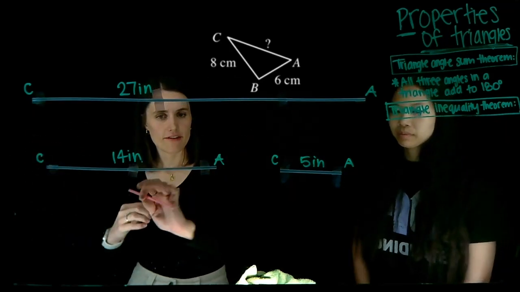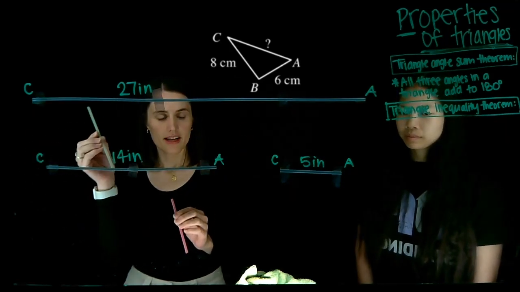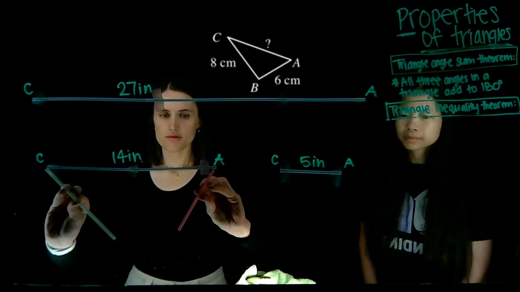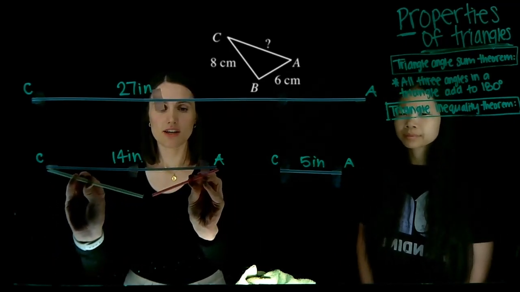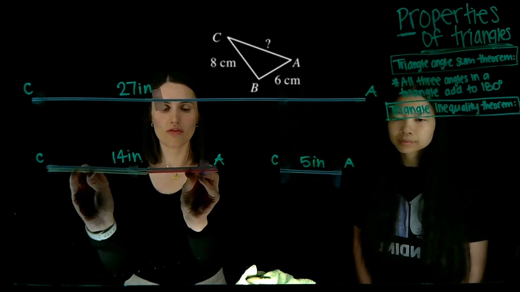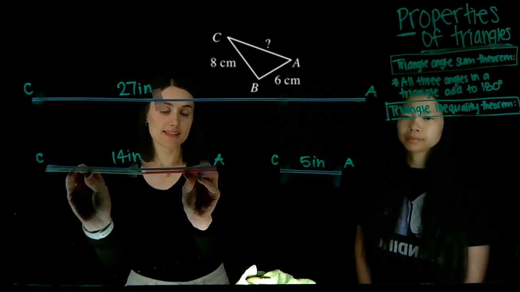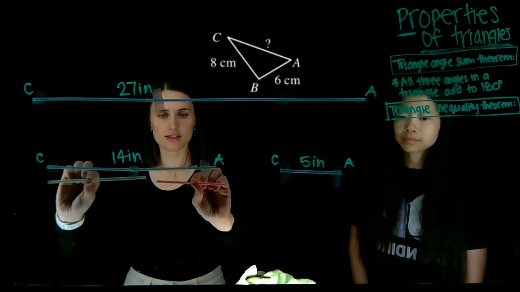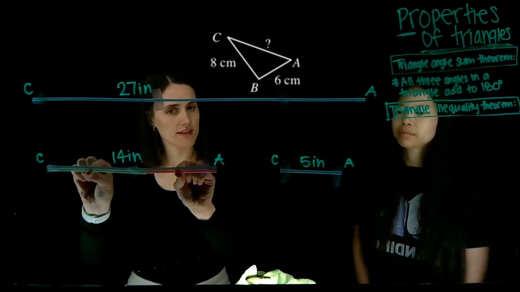All right, let's try 14 inches now. If we have our 8 inch and our 6 inch side, and we want to see if we can create a triangle, as we bring these sides together, it looks like they're almost going to connect, but then they just lay flat on this line. But that makes sense because this third side is 14 inches, and then we have 8 inches and 6 inches. 8 plus 6 is 14, so it makes sense that it would make a flat line.